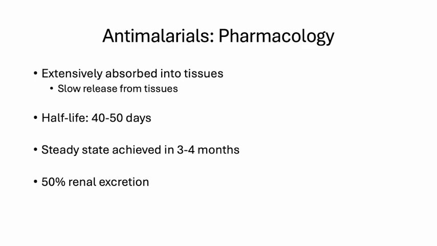The pharmacology of antimalarials is characterized by extensive tissue absorption and slow release, resulting in a long half-life of 40 to 50 days. This means it can take 3 to 4 months to achieve a steady state and see adequate clinical effects. Hydroxychloroquine is metabolized into 2 primary metabolites, while chloroquine only has 1. Both drugs undergo further metabolism into a primary amine form. Importantly, about half of each drug is excreted through the kidneys.